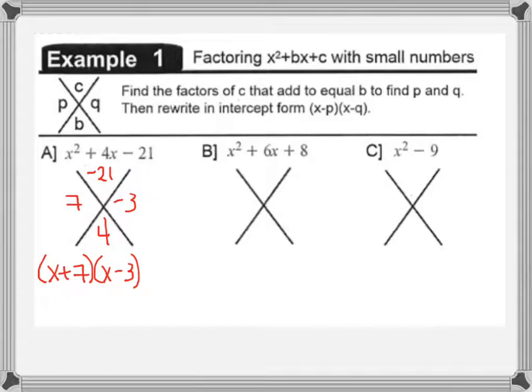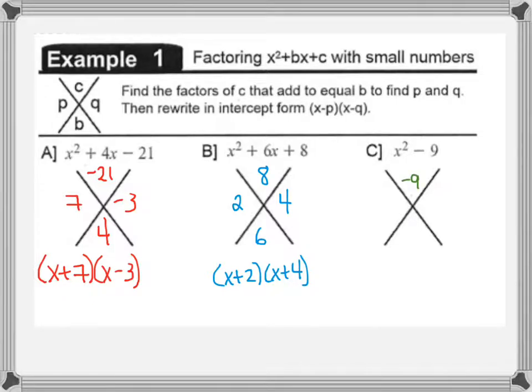Let's look at example B. My c term is 8. My b term, which is the coefficient of x, is 6. Two numbers that multiply to 8 but add to 6 are 2 and 4. So then I will write in parentheses x plus 2, x plus 4, and that is our B example factored. Our last one. Now, if we recognize that this is a difference of squares, we could factor it that way, but let's factor it using the x method.